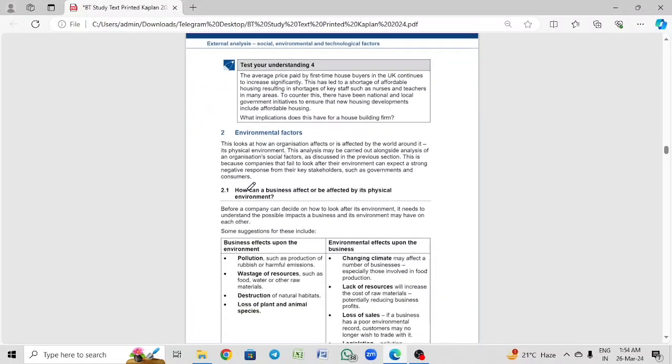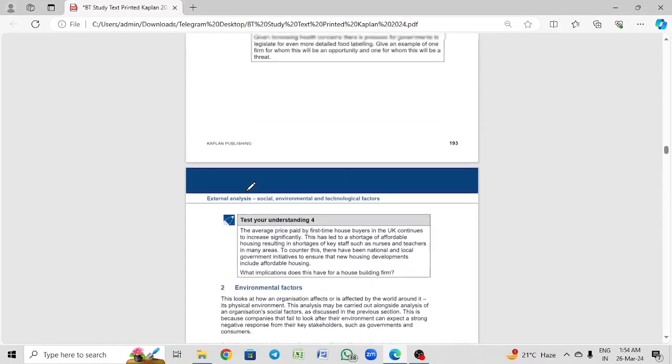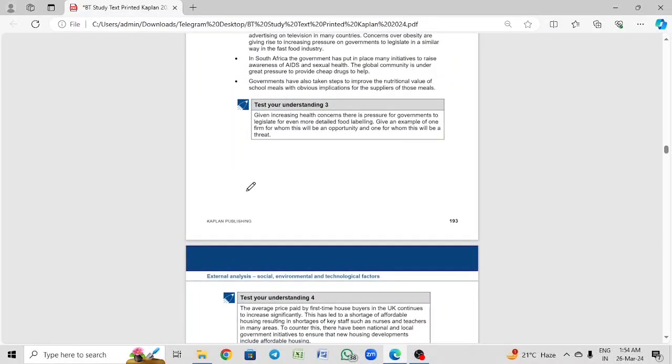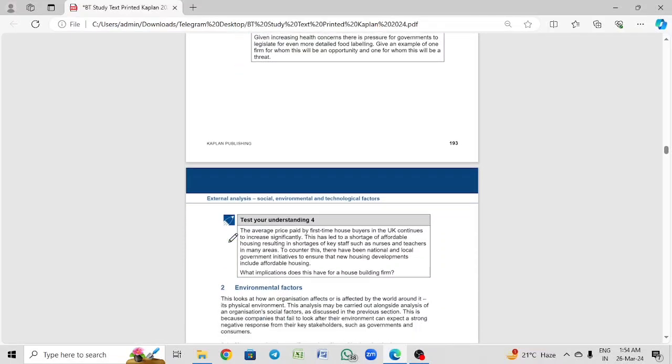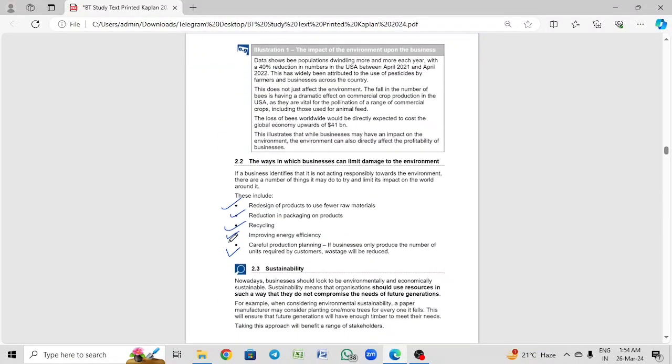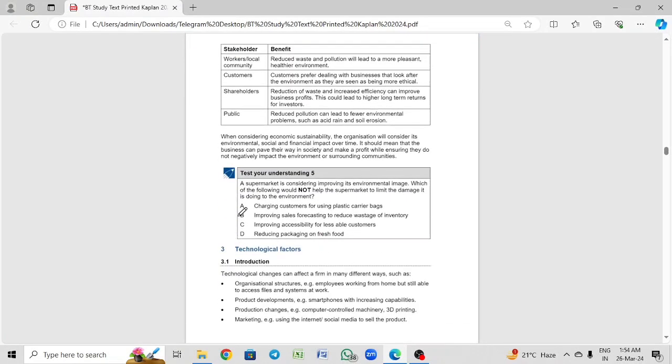Such questions do not generally appear in the examination. As I told you earlier, we have multiple choice questions or fill in the blanks. So don't worry, we don't have such theory questions. We don't have to write much in the examination. It's just a tick mark paper. So let's look at the next test to understanding.